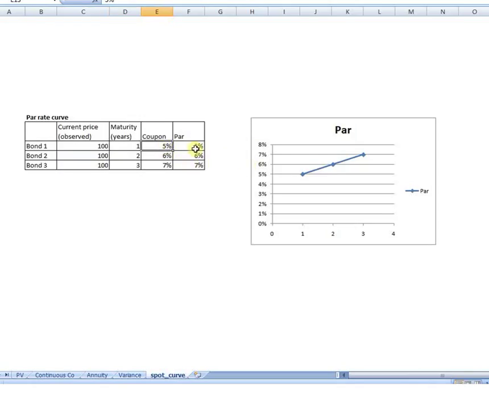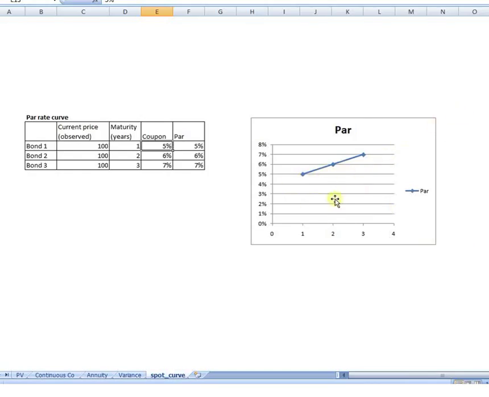So based on what we have shown just now, the par yield is the same as the coupon, which is 5, 6, 7%. And if we plot the par curve using these 3 bonds, it's going to look something like that: 5, 6, 7% over the period of 1, 2, and 3 years. Of course, in reality, in practice, the number of years is going to stretch all the way to say 30 years, and the curve will be longer than this.